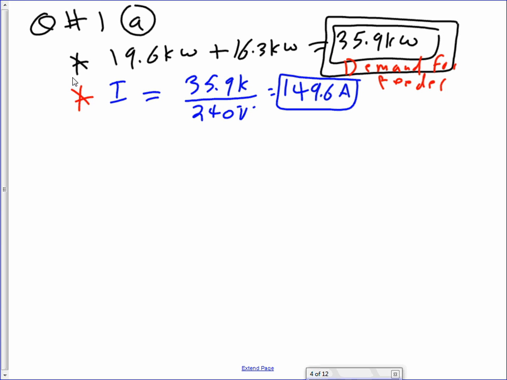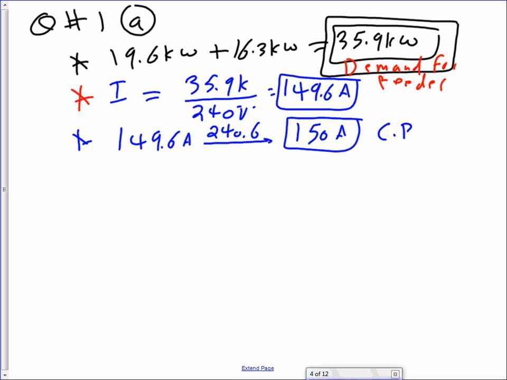Since we're doing dwelling, guys, you take this number, 149.6 amps, to 240.6. What's the overcurrent device in 240.6? 150 amps. So this is my circuit breaker, the size of my feeder. 149.6 gets you 150 amps.